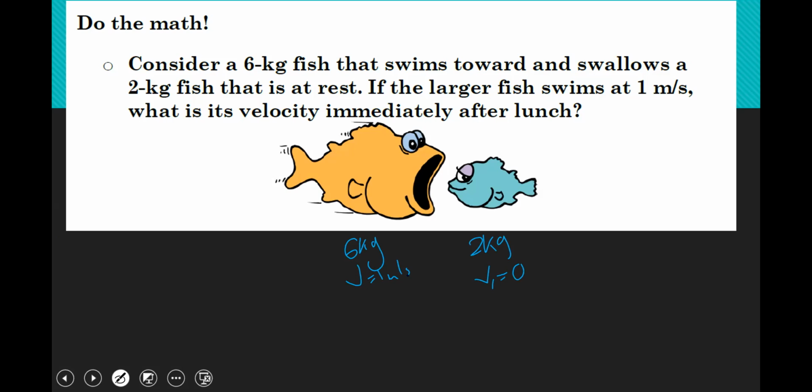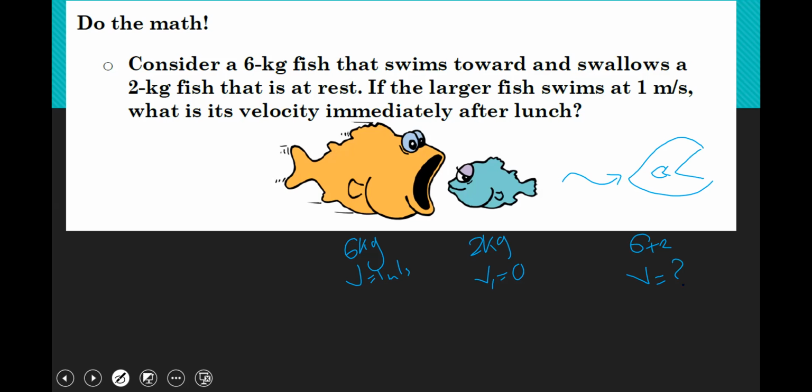What does it mean? That means the big fish eats the small fish. So after the collision, what do we have? We have the big fish, and inside it, we have the small fish. So after the collision, we have the two masses, the small inside the big one, and we have a new velocity. We have to find this new velocity.